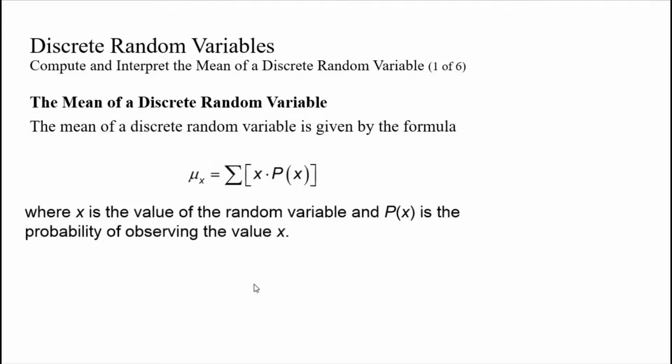If we want to compute the mean of a discrete random variable, then we're going to use this formula. The formula says the mean for a discrete random variable is the sum of the multiplication of x and the probability. So basically, from the table, we multiply each value with the probability of the value and then add everything up, and that will represent the mean of that discrete random variable.